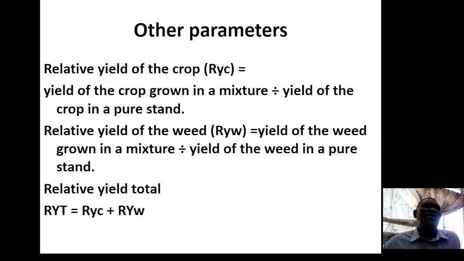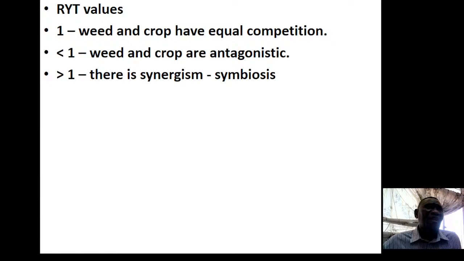Relative yield of the crop, which is yield of the crop grown in mixture divided by yield of the crop in pure state. Relative yield of the weed, RYW, is equal to the yield of the weed grown in mixture divided by the yield of the weed in a pure state. And the relative yield total is the sum of RYC and RYW. I've already explained what this means.